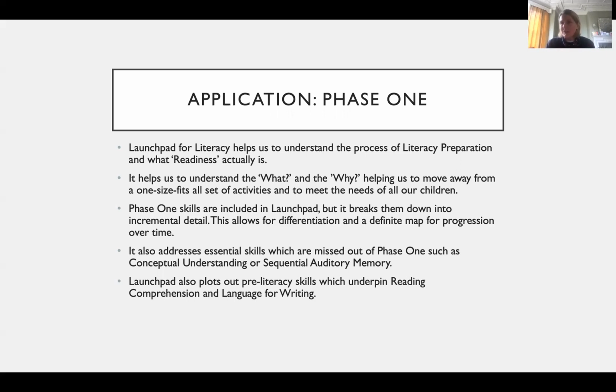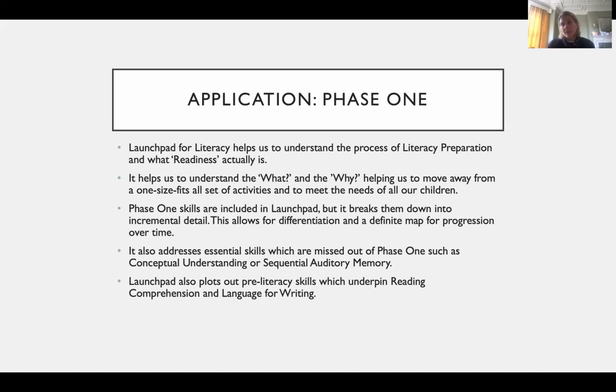Launchpad includes phase 1 as well. But what it does is it breaks it down into much more specific and incremental detail. So say, for example, the developmental process of learning how to blend, auditory blending, is plotted out in very specific detail so that over time we can progress up those skill steps, or we can pitch at different levels depending on where different children's skills are at any moment in time.